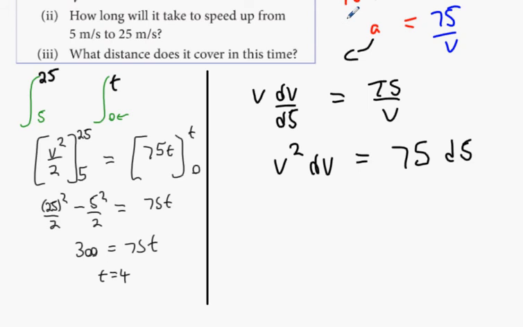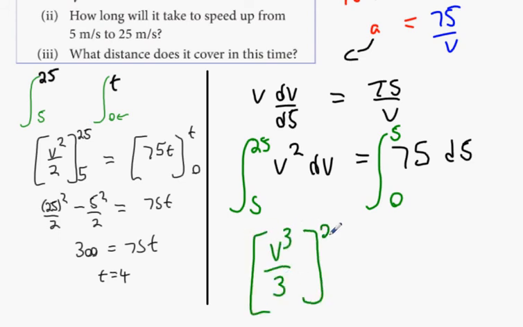Now, we integrate both sides. What distance does it cover in this time? The distance in between those two speeds sets the lower limit as 0 and the top limit as the distance we're looking for. The speeds are again 5 and 25. It's a different integral than last time. So it's going to be V cubed over 3 from 25 and 5, and the other one's going to be 75s from s to 0.